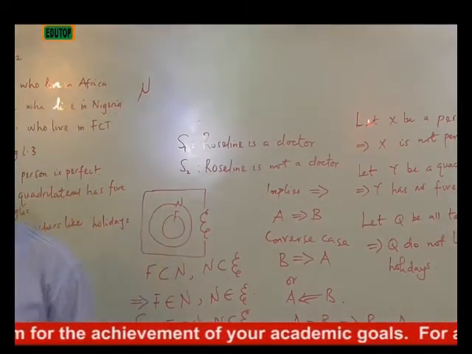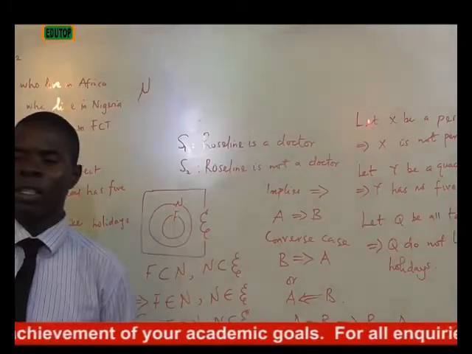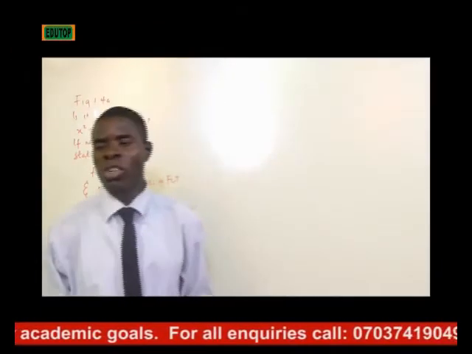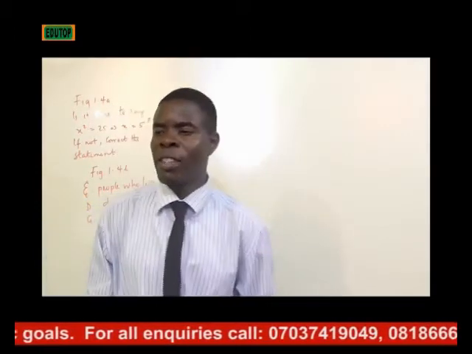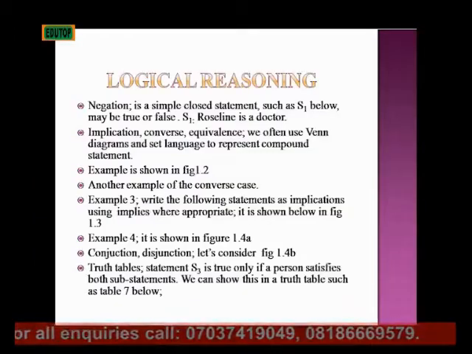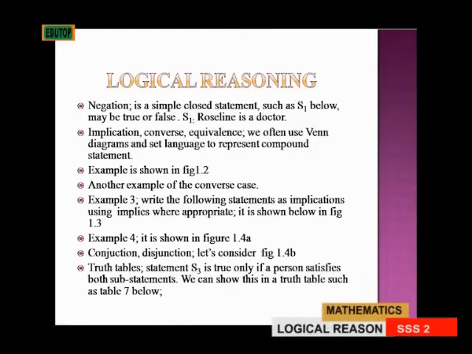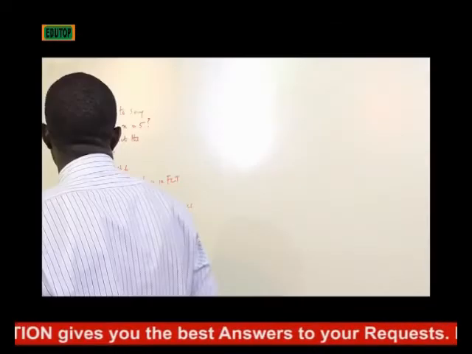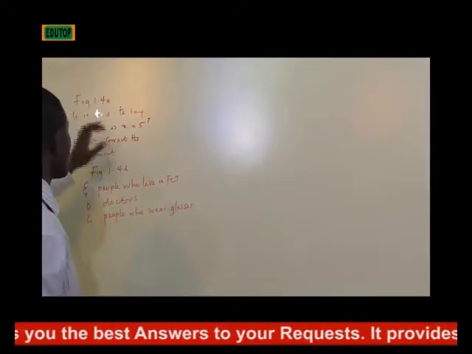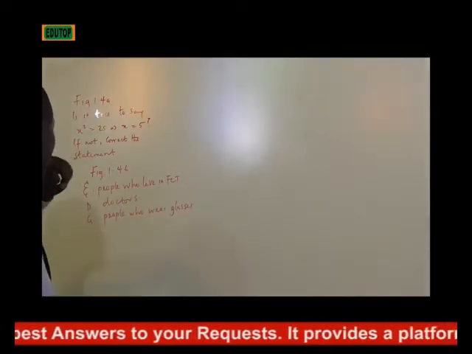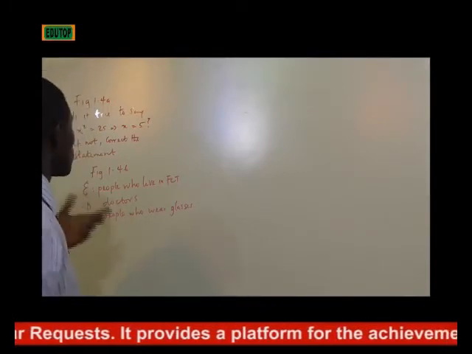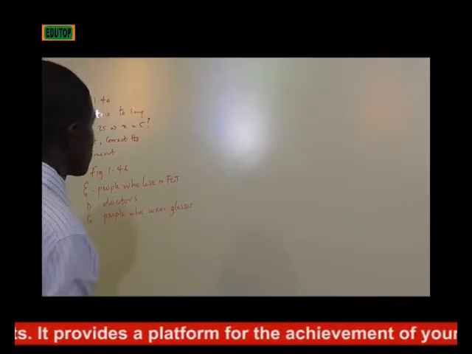So let's talk about conjunction and disjunction. Let's consider figure 1.4a. In figure 1.4a, is it true to say x squared equals 25 implies that x equals 5? If not, correct the statement.